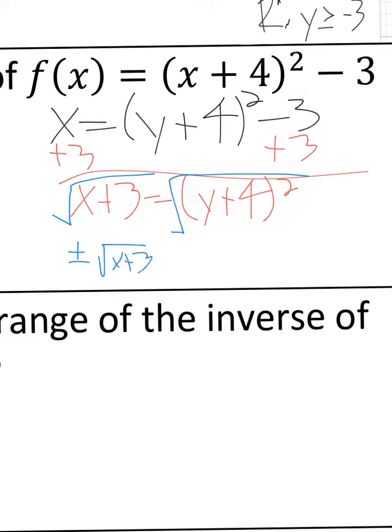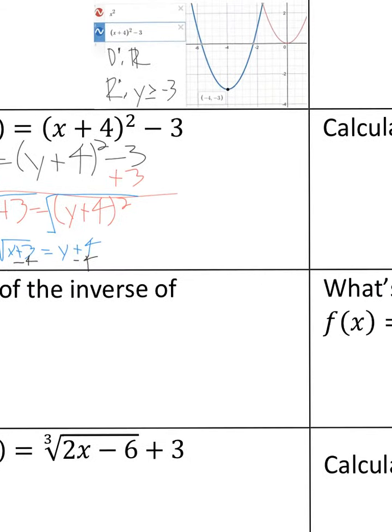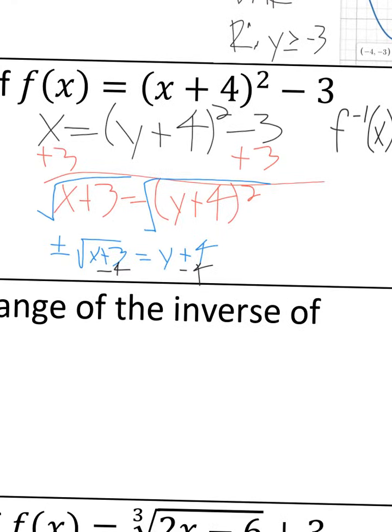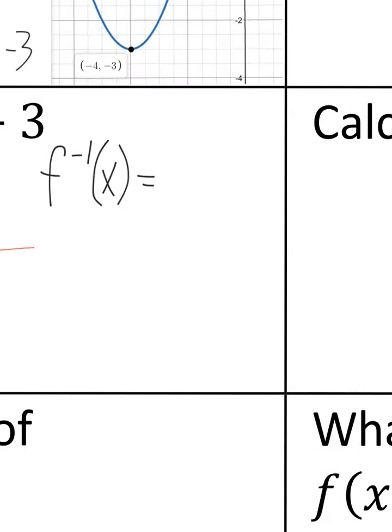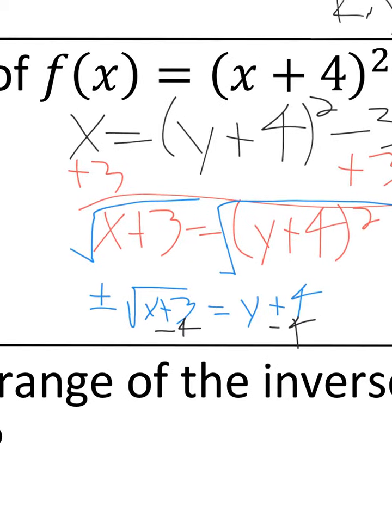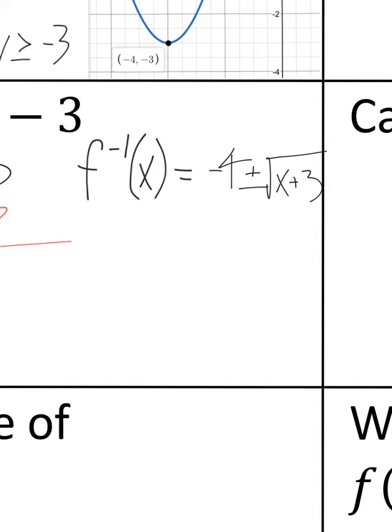X plus 3, they both got square rooted, equals y plus 4. So now I just need to get rid of that plus 4, so I can minus 4 to the other side. And so I'll write my official answer right here. And remember, instead of writing y equals, you say f of -1 once you find the inverse. F to the power of -1 of x equals, and if you have a plus or minus, that's going to go in the middle. So I'm going to write -4 plus or minus the square root of x plus 3. Okay? You see, all I did was just put the -4 in front. And that's the inverse of that function.